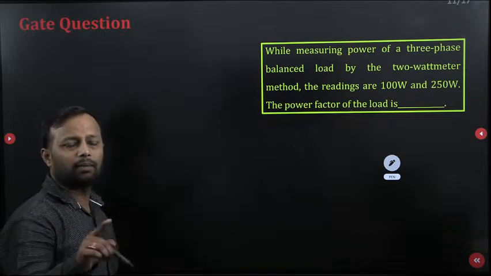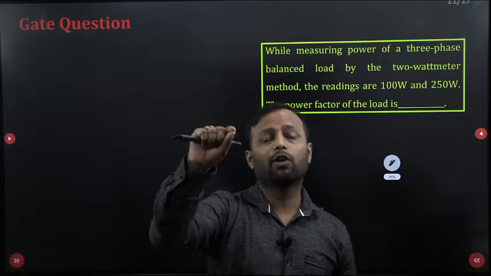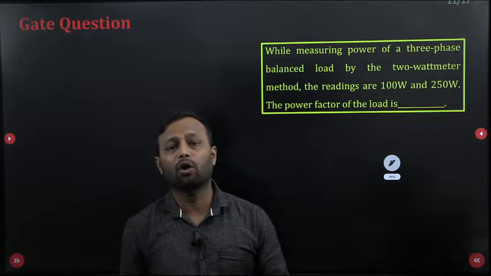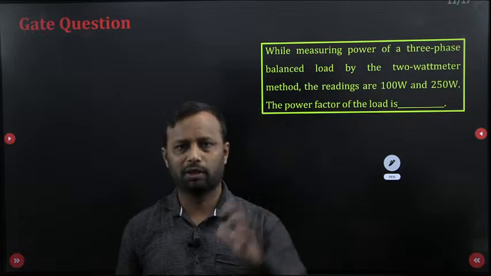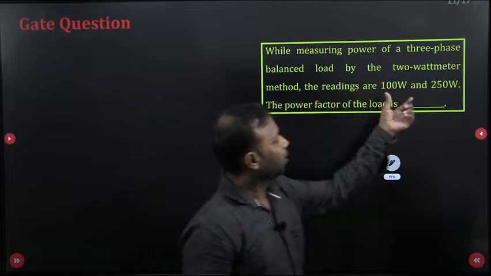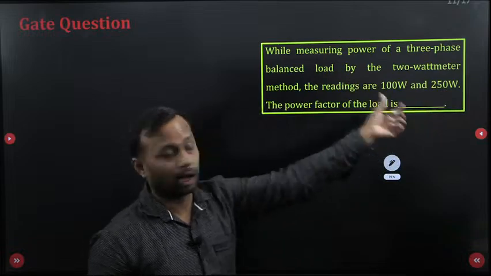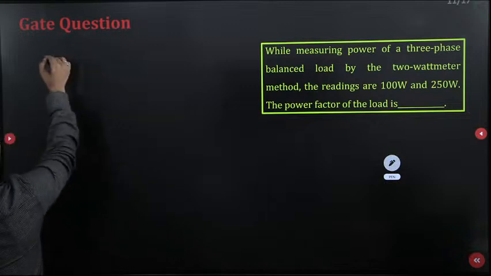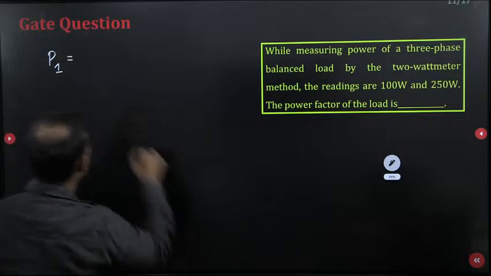So always remember that P1 will be greater than P2, because in P1 you have cos(30 minus phi), and in P2 you have cos(30 plus phi). Cos(30 minus phi) is always greater than cos(30 plus phi). Therefore the P1 reading will be greater than the P2 reading. So whenever the higher value is given to you, consider that reading as P1. Okay, did you understand what I said? Always, P1 will be greater than P2. So P1 will be taken as the higher reading, which is 250 watt.